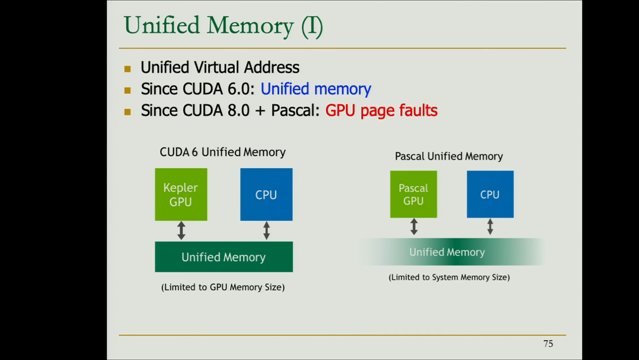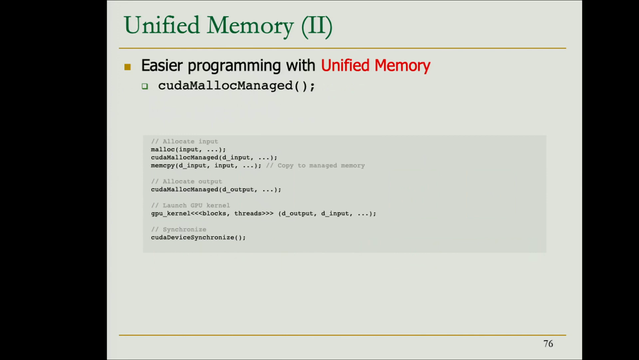Yeah, so these two can access the same arrays at the same time, right? And the thing is that you only need to allocate once in the CPU memory, and somehow the GPU can directly access the CPU memory. Somehow means that every time the GPU needs to access the CPU memory, it sends a page request, like a page fault.